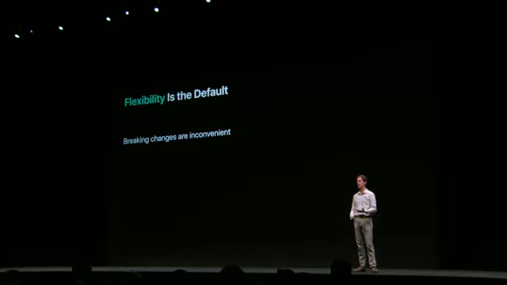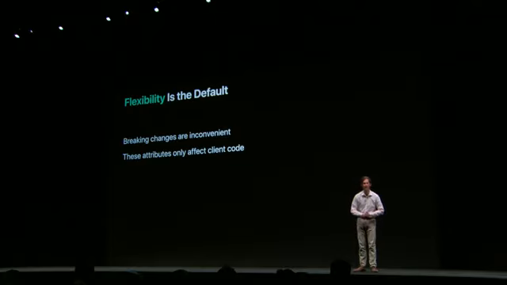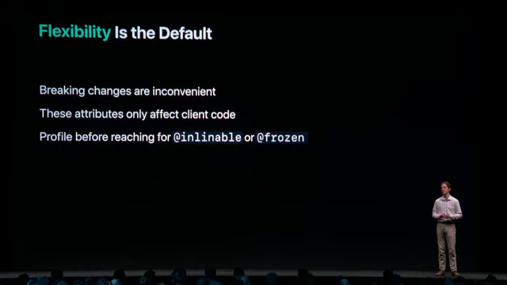It's also worth a reminder that these attributes only affect client code. Within your framework, you still get the full power of the compiler optimizations. So, before reaching for frozen or inlineable, make sure that you have profiled the behavior of your framework from the outside and demonstrated that you have a need for additional performance. Otherwise, keep that flexibility because you may need it.